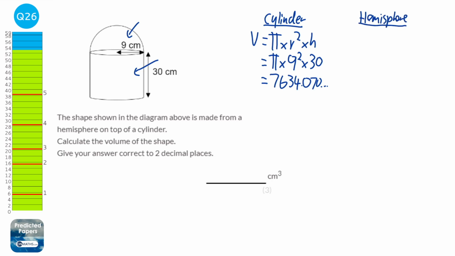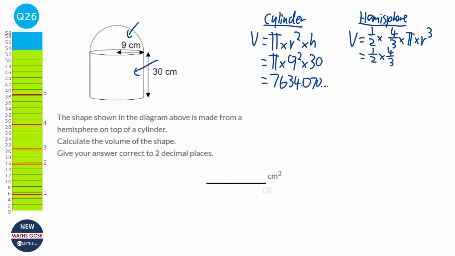Next is the hemisphere. To find the volume of the hemisphere, well, the volume of a sphere is 4/3 times pi times r cubed. But because it's a hemisphere, we just times that by 1/2. So it's 1/2 times 4/3 times pi times r, which is the radius, which is 9 cubed. And that gives us 1,526.814 blah blah blah.